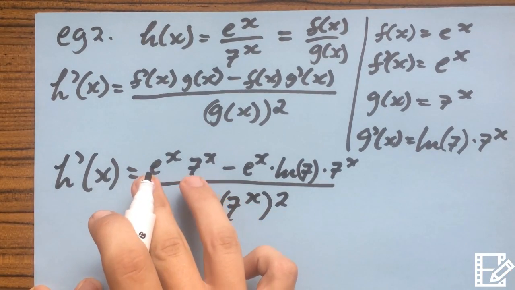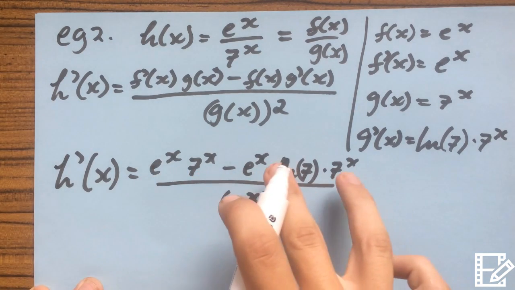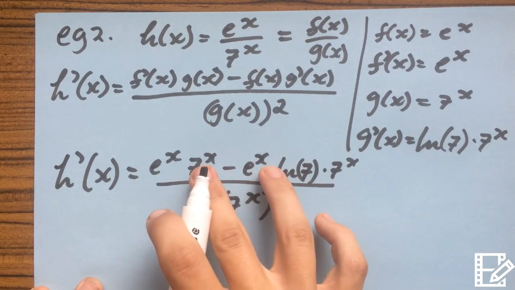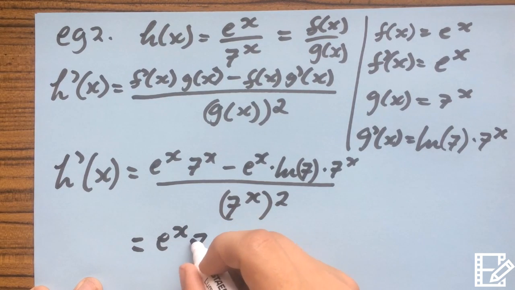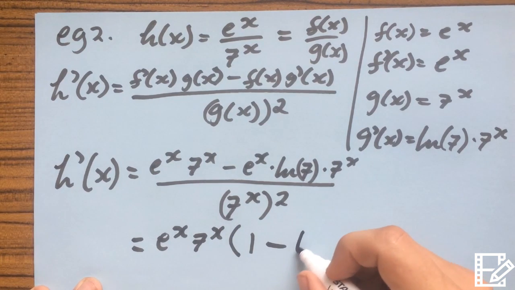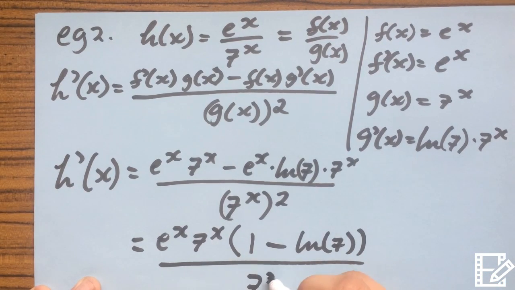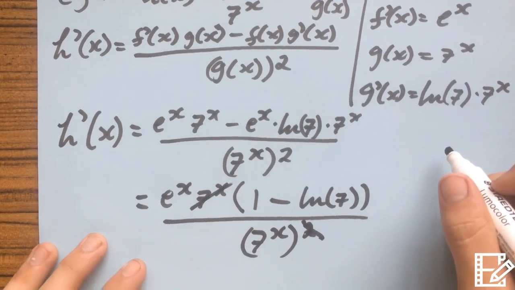As you can see here, we have both an e to the power of x and a 7 to the power of x multiplied on either side of the minus sign. Therefore, we can factor it out. I have e^x 7^x, or e to the power of x multiplied by 7 to the power of x, bracket 1 minus ln 7, over 7 to the power of x squared. We can cancel off the square to get rid of the one on the top.